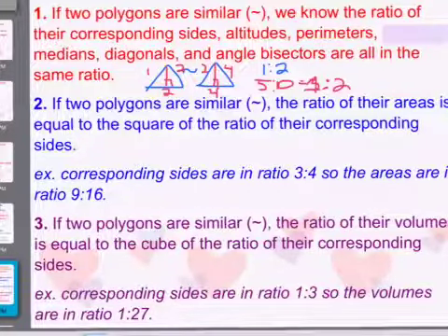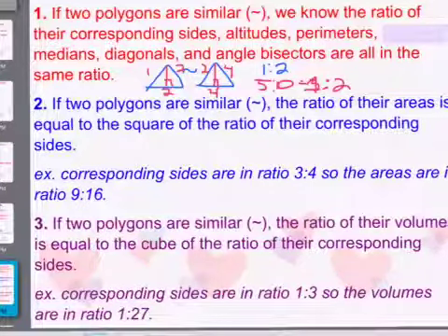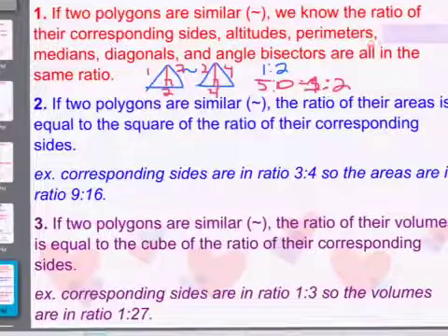But here, this is important. If the polygons are similar, the ratio of the corresponding sides is the same thing as all of these ratios between the two polygons.